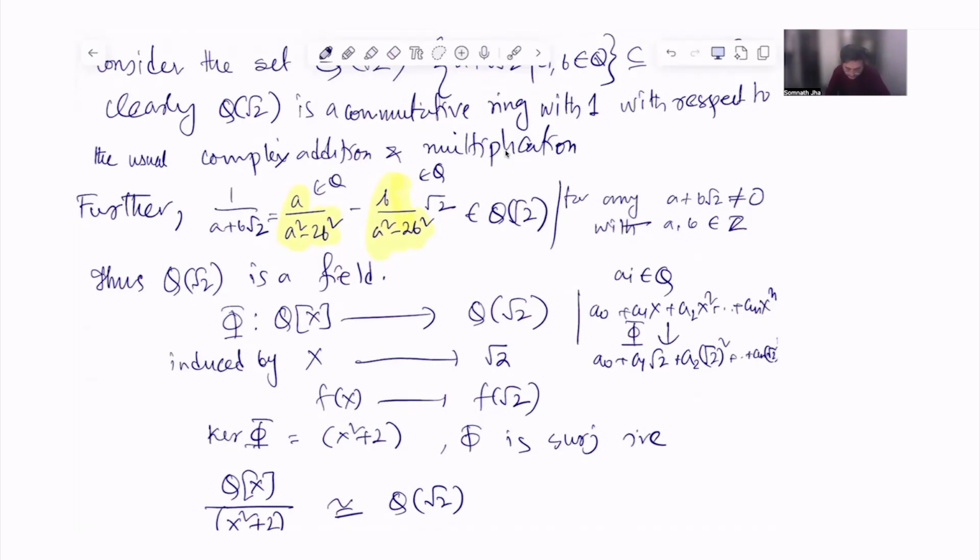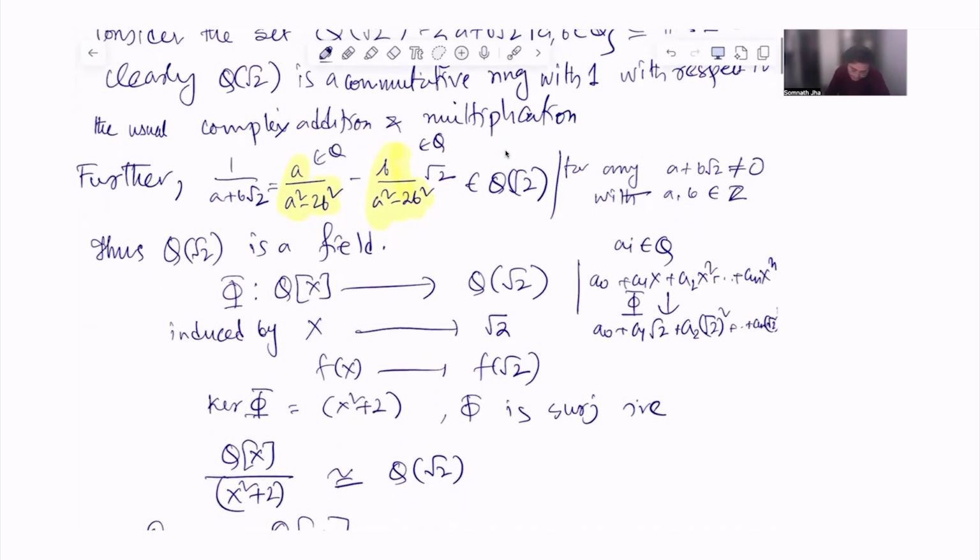So f(x) goes to, simply, we put x equal to root 2 in the polynomial f(x). That's what this is doing. f(x) goes to f(root 2). So this is clearly a ring homomorphism. You can check again. And what is the kernel?